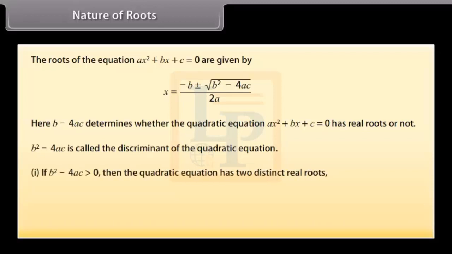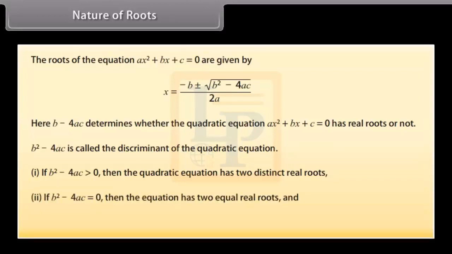One, if b² − 4ac is greater than 0, then the quadratic equation has two distinct real roots. Two, if b² − 4ac is equal to 0, then the equation has two equal real roots. And three, if b² − 4ac is less than 0, then the equation has no real roots.